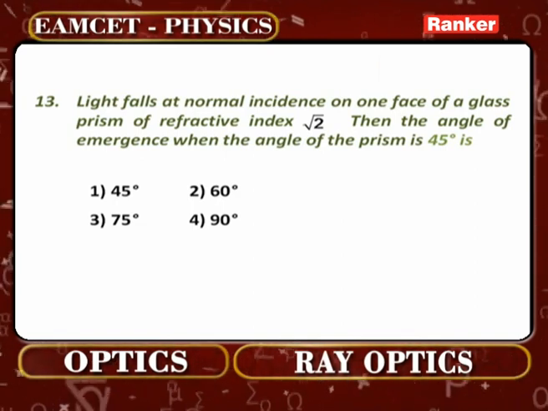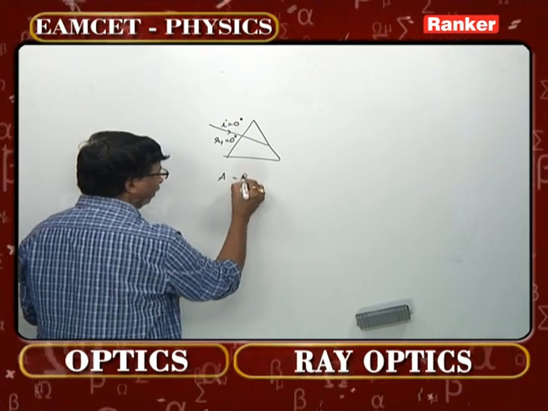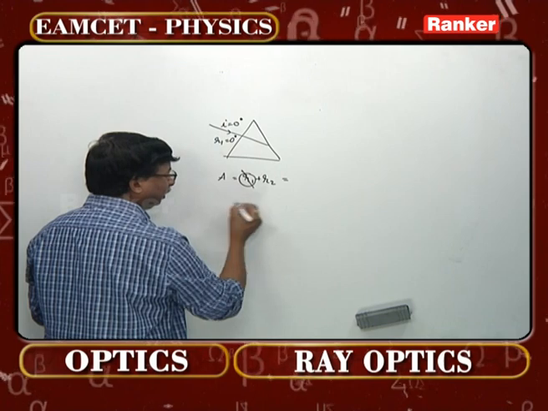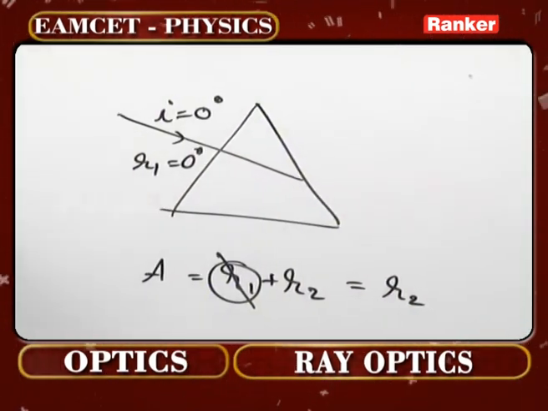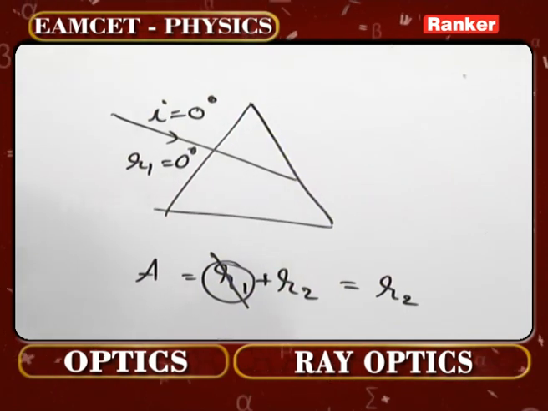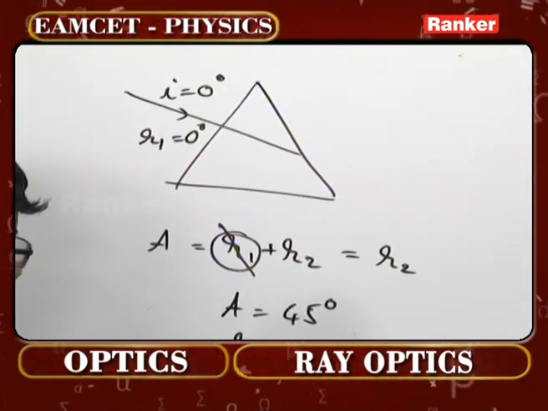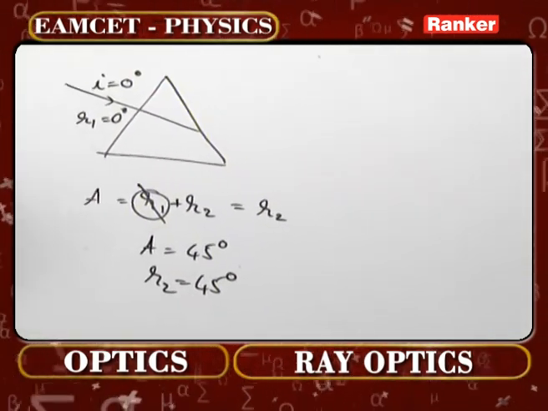Angle of refraction at the first face also will be 0. Then can't you understand A is equal to R1 plus R2? Out of that R1 is 0, then R2 is equal to A itself. What is the angle of the prism given? So, angle of the prism is given 45 degrees. R2 also is going to be 45 degrees. That is one point you should remember first of all.